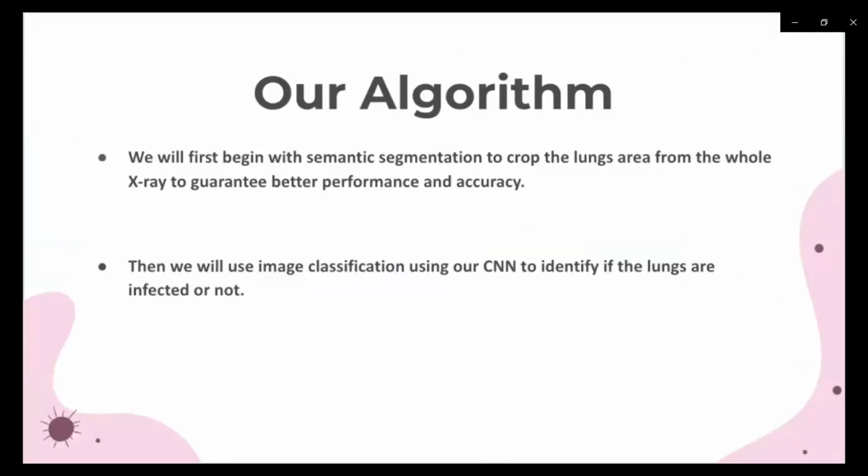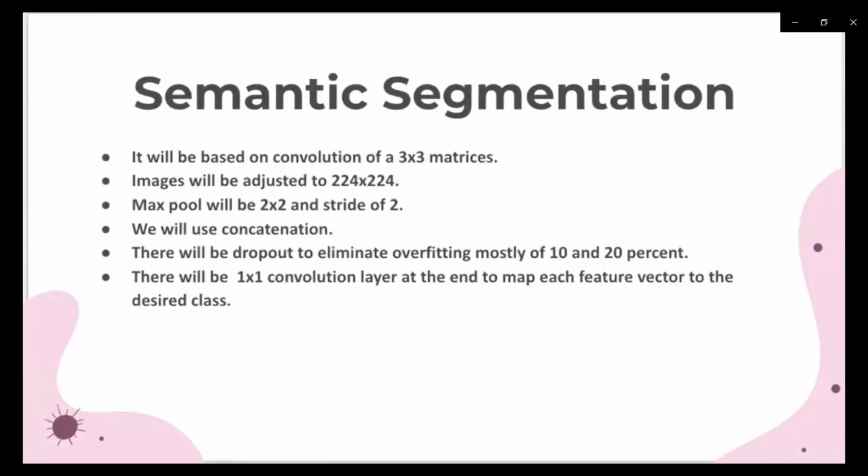Now, with our algorithm, we will first begin with semantic segmentation to crop the lung area from the whole X-ray to guarantee better performance and accuracy. Then we will use image classification using our CNN to identify if the lungs are infected or not. We will begin with semantic segmentation. It will be based on convolution layers with 3x3 matrix filters. Images before this step will be adjusted to 224 by 224. We will also use max pooling of 2x2 and a stride of 2.